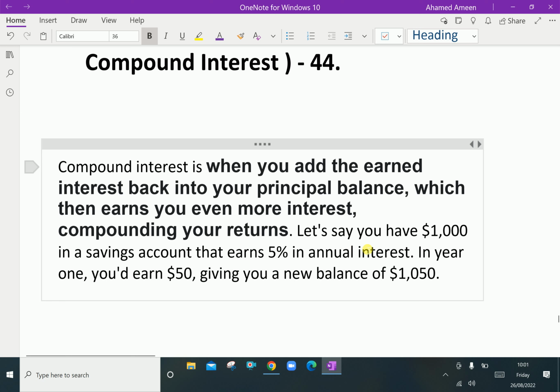For example, let's say you have $10,000 in a savings account that earns 5% annual interest. So every year it gives 5%, which is $500. In year 1 you earned $500 extra, giving you a new balance of $10,500. Then this becomes the principal for the next interest calculation. Like this, the interest adds up with your principal, and that is called compound interest.